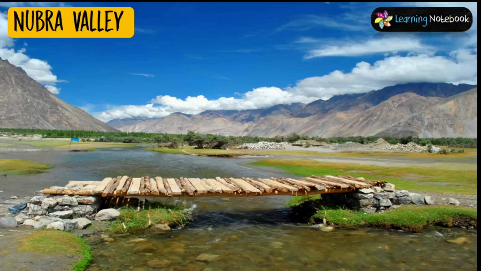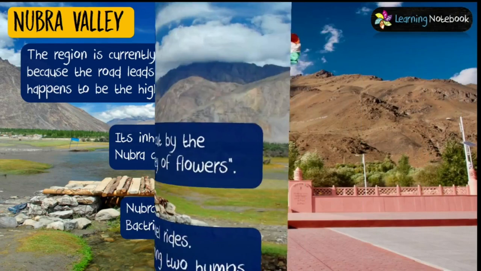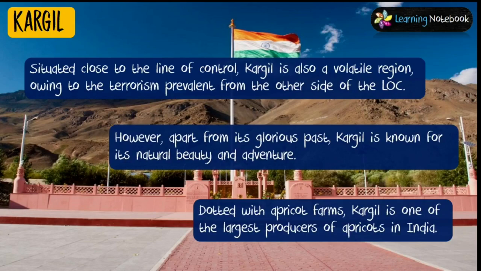Next one is Nubra Valley, which means Valley of Flowers. It is famous for Bactrian camel rides. Next in line is Kargil, which is situated close to the line of control and is known for its glorious past.